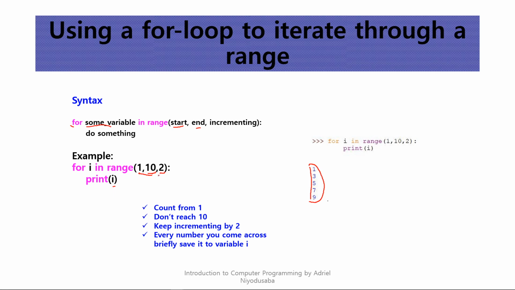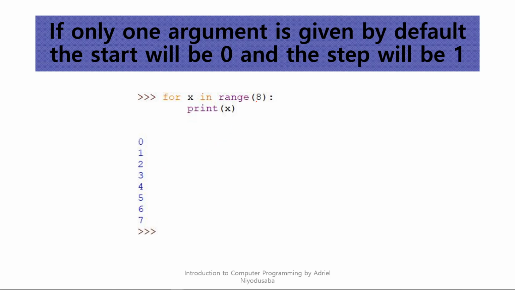So it will give you 1, 2, 3, 4, 5, 6, 7, 8, 9, and that will be what you get. Now if you only give it one argument, like in this case, it will consider it to be the ending point, and it will take the starting point by default to be 0 and the step to be 1. So for x in range 8, we will end up getting 0, 1, 2, 3, 4, 5, 6, and 7. And we stop just before reaching 8.